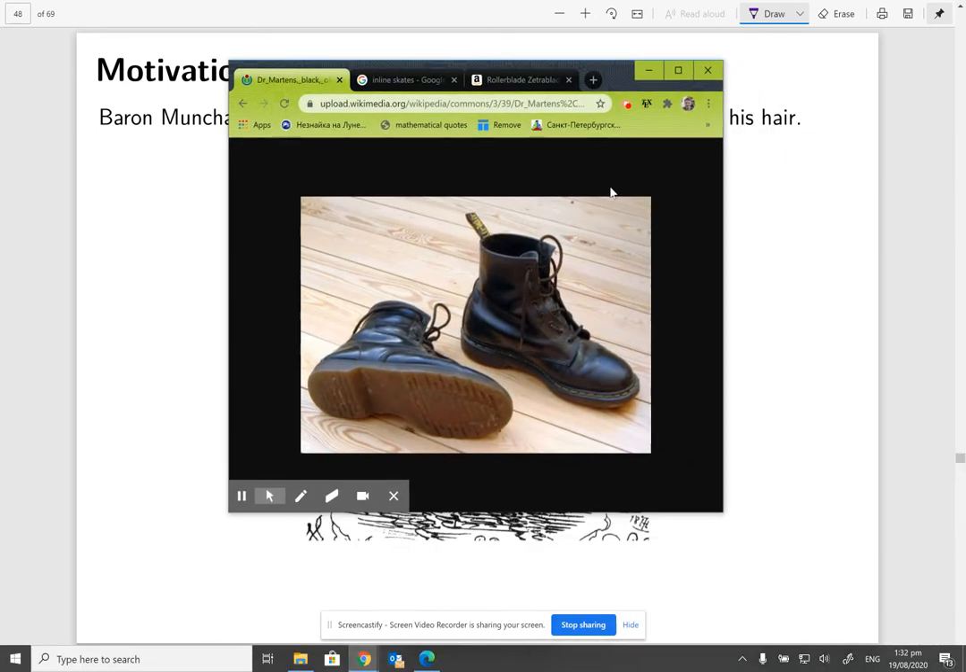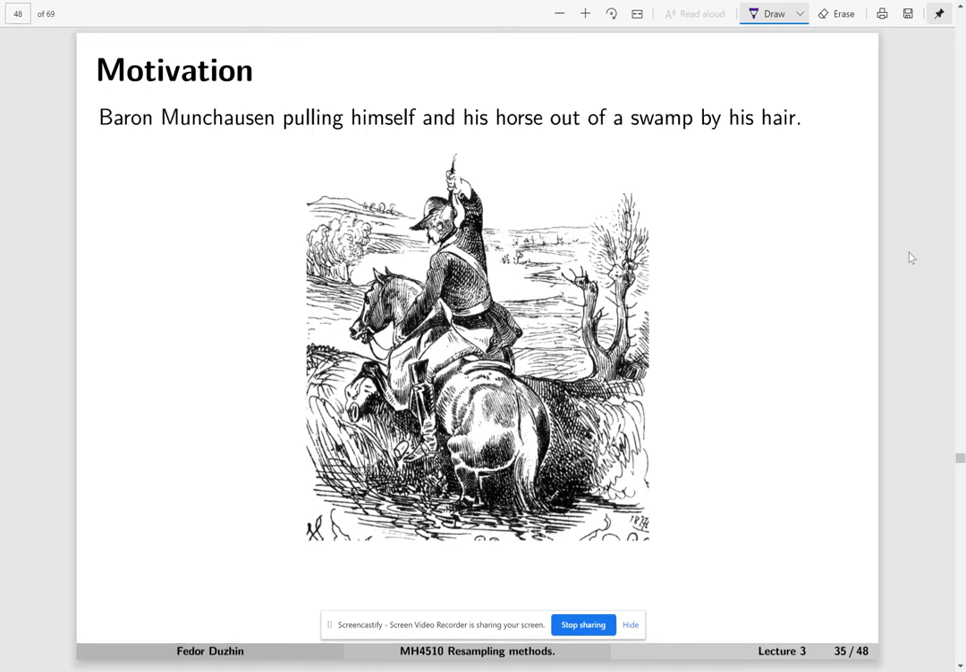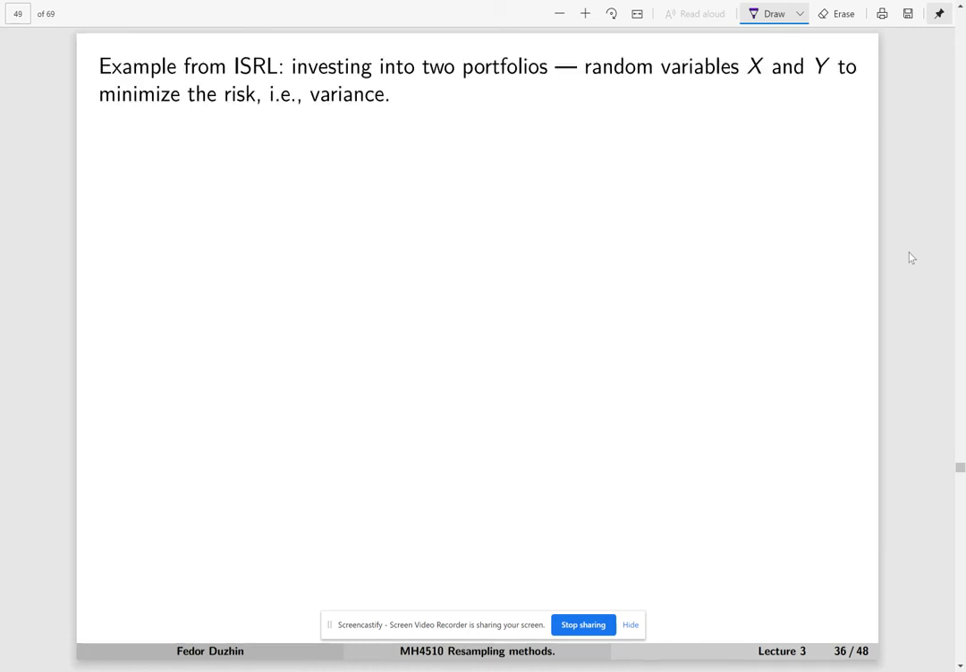So what is a bootstrap? A bootstrap is a little loop on your shoe that you use to put your shoe on. I don't think I've ever seen it in real boots that people wear, but it's very common in, say, rollerblading. My own inline skates have these bootstraps. The analogy here is to the story of Baron Munchausen, and you will see why very soon.